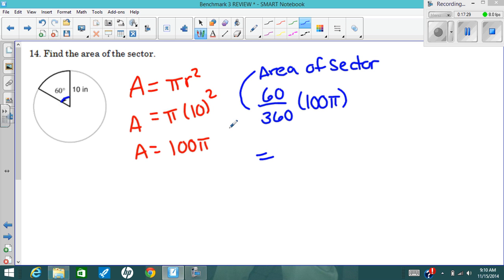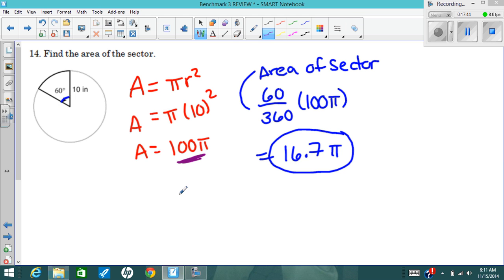So you get the area of the sector rounded to the nearest tenth is 16.7 times pi. So notice it's smaller than the original, which was the area of the whole circle.